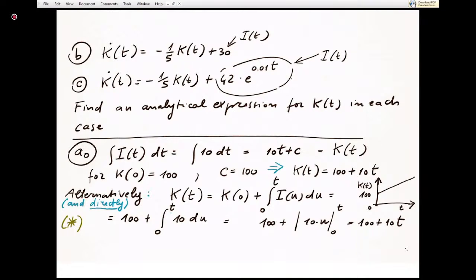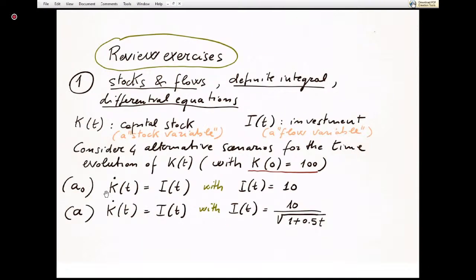The first two, the answers to the first 2 points, is just computing integrals, but remembering that K0 must be equal to 100, okay? So basically, they can be regarded either as definite integrals, if you are able to set up the problem from the beginning as a definite integral, or you can find an indefinite integral, but then impose this initial condition to find the value of the arbitrary constant. So this is basically what you have to do.